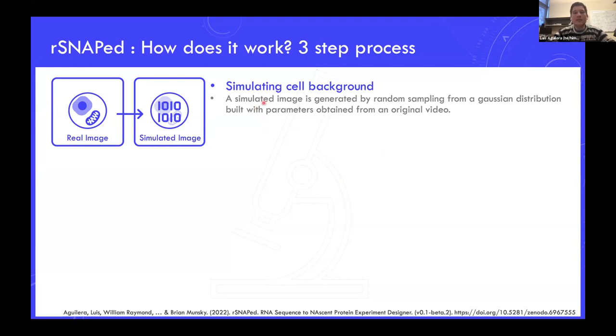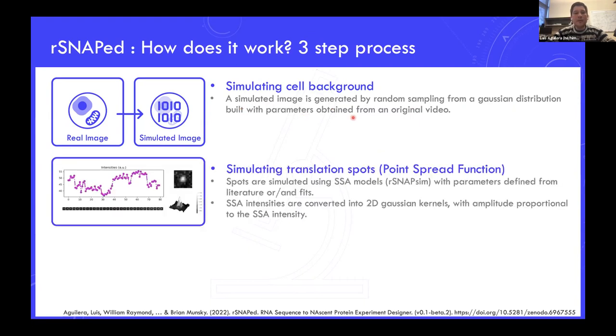And then every pixel in the simulated image is generated by randomly sampling from the Gaussian distribution that is built with the parameters obtained from the original video. The second step is simulating the point spread function. And this is done again with the Tyson model, with parameters obtained from the literature or fits.